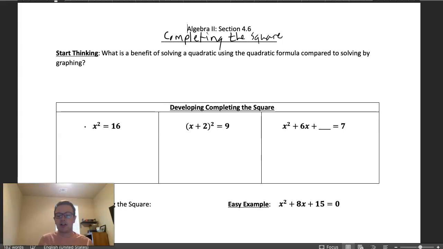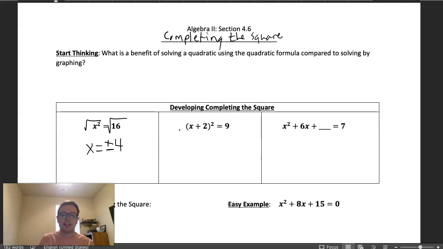If we were to try to solve x squared is equal to 16, what would we do? Well, we'd take the square root of both sides. And our solutions would be x is equal to not just positive 4, because 4 times 4 is equal to 16, but also negative 4. Negative 4 times negative 4 also equals 16. So the square root of 16 is plus or minus 4.